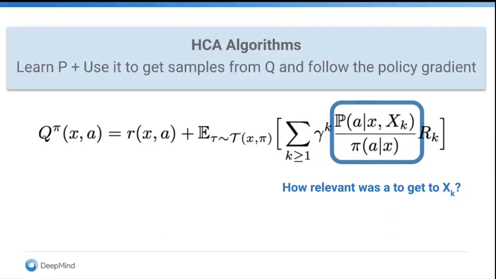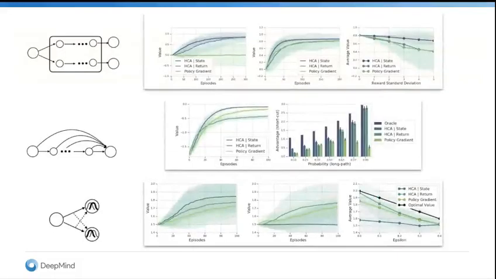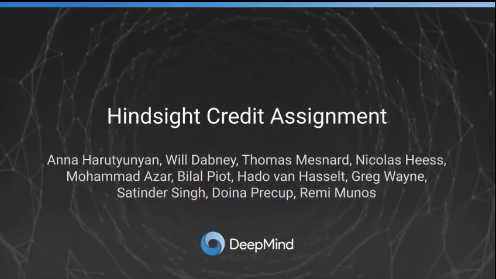So in the family of HCA algorithms, we propose to learn an estimate for this probability P and then use it to sample this expectation and follow the policy gradients accordingly. We devise a set of diagnostic tasks that illustrate the issues with standard credit assignment in RL and show that HCA is able to tackle them. For the complete details, please read the paper.